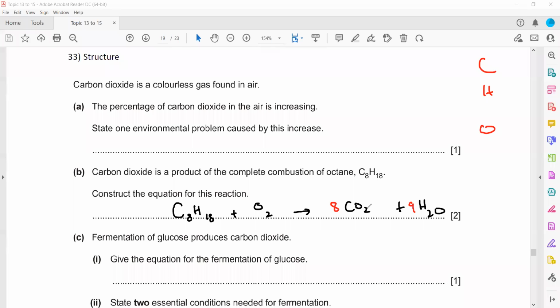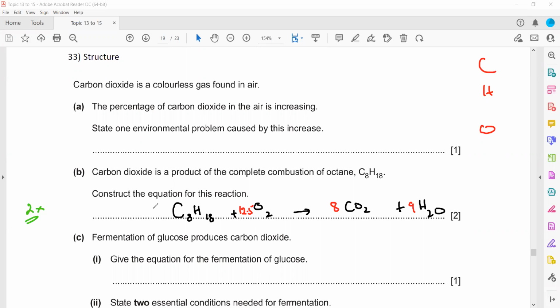What about oxygen? 8 multiplied by 2, 16, plus 9. So that makes 25. So I need 25 here. So how can I get 25? By 12.5, because if 12.5 is multiplied by 2, it will give 25. But we don't balance with a decimal. So whenever we need a decimal to balance the whole equation, we'll multiply all of them by 2.